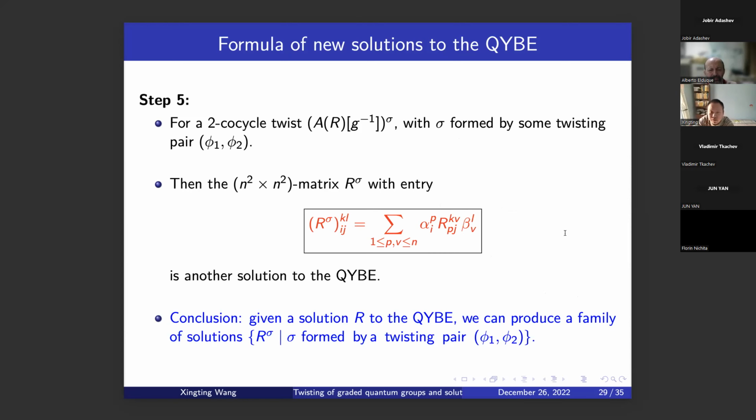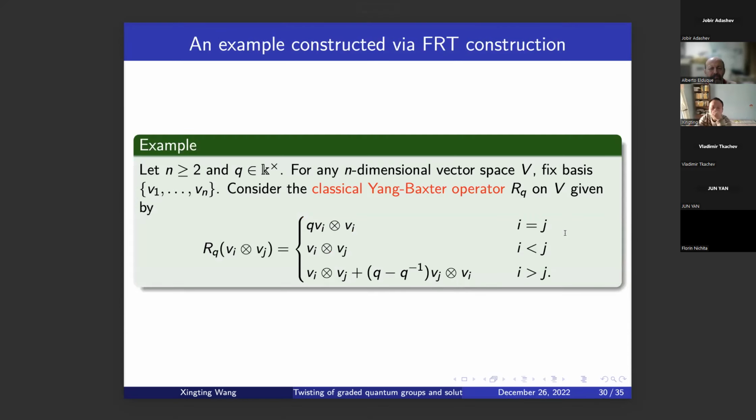And I'm giving you a very, very easy example. I'm taking the classical Yang-Baxter operators RQ, depending on a parameter Q. It just has three different cases: I equal to J, I less than J, I greater than J. That's called the classical Yang-Baxter operator. And I want to twist it by twisting pairs.